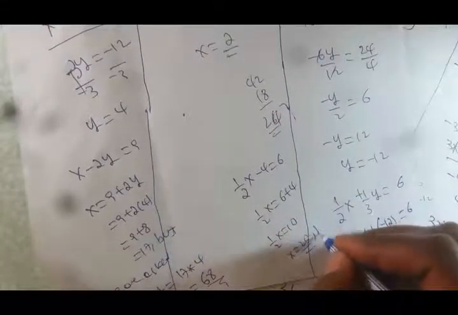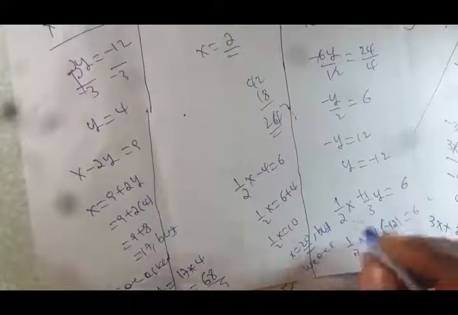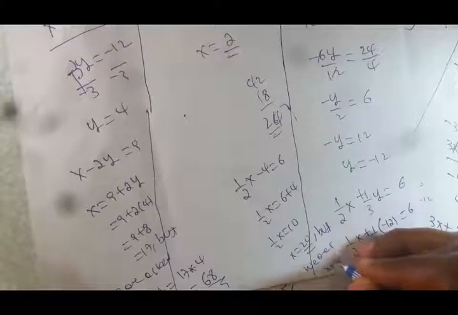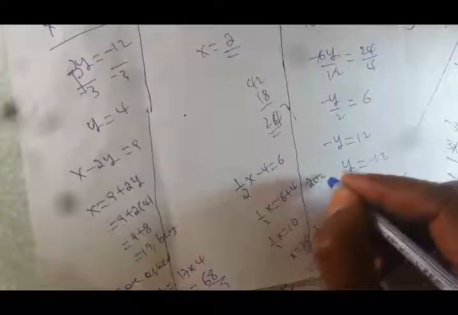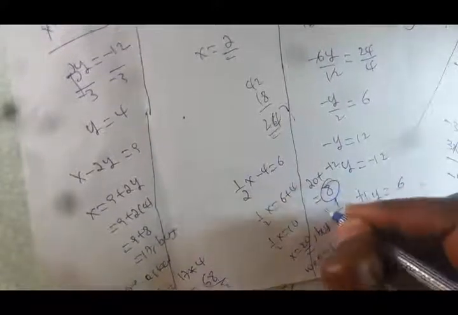But we are asked not x, not y. Rather we are asked to find x plus y. So the value of x is 20. The value of y is minus 12. Therefore when we sum up, it will give 8.